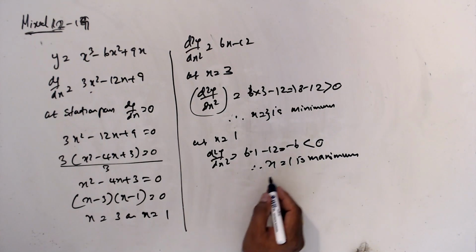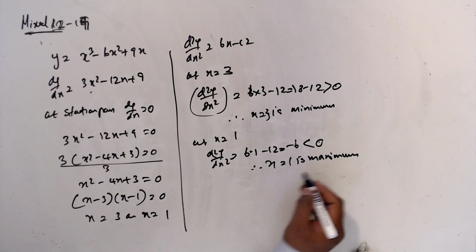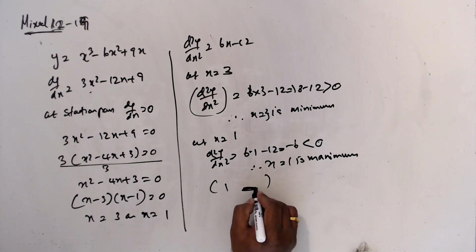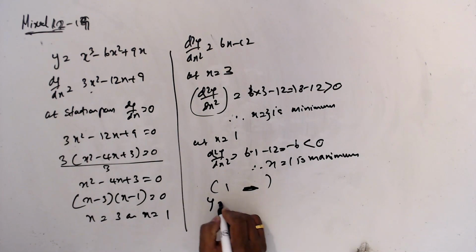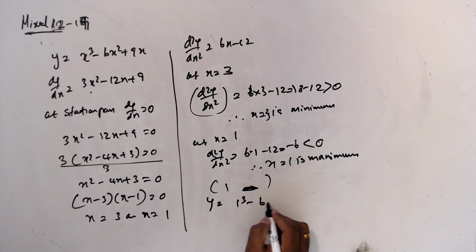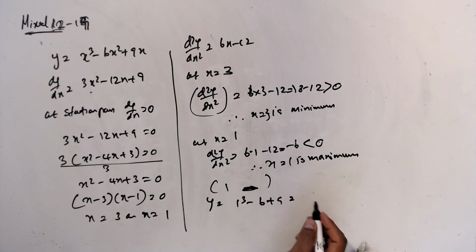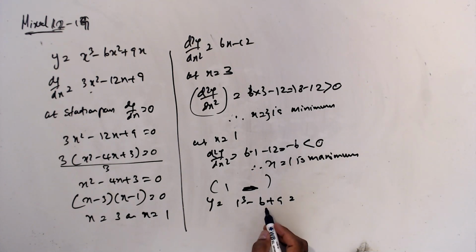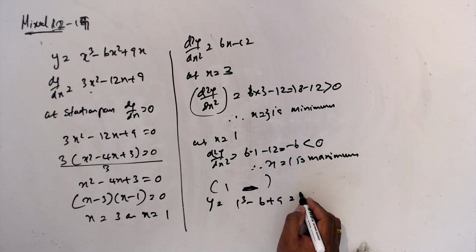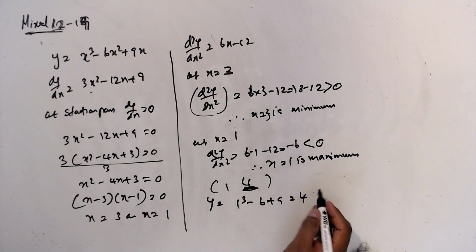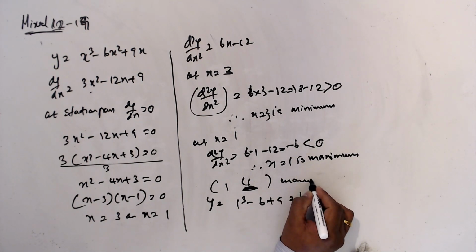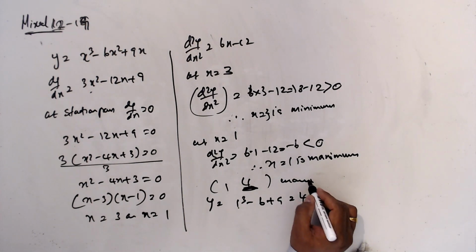So we need the coordinates of the local maximum. So x = 1, and what is the other value? When you put it here, y = 1³ - 6 + 9. This is 4. So (1, 4) is the maximum point.